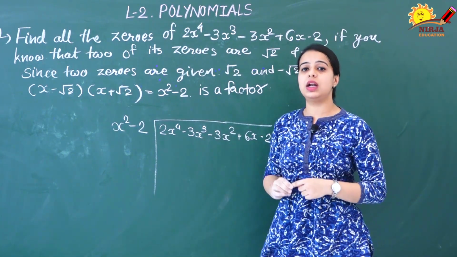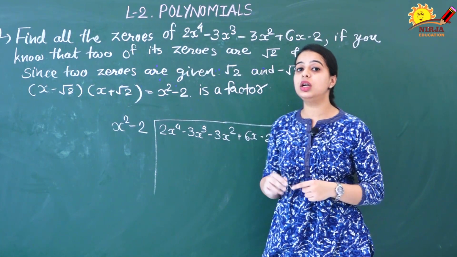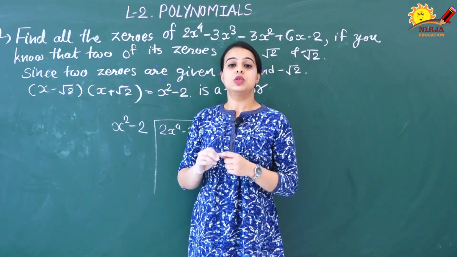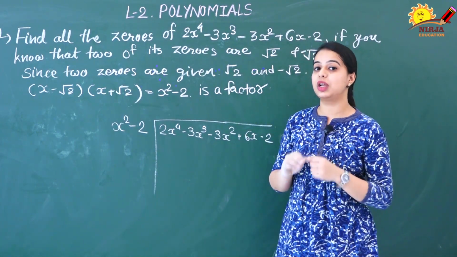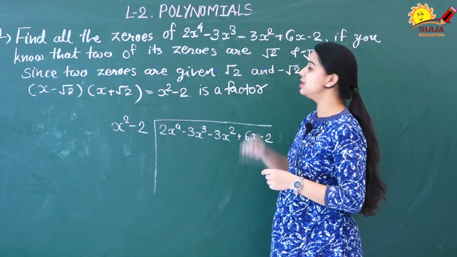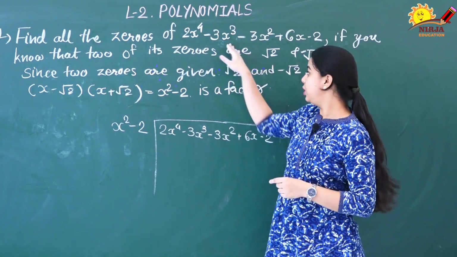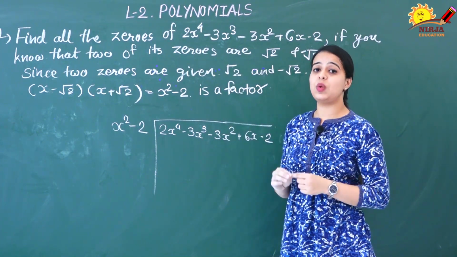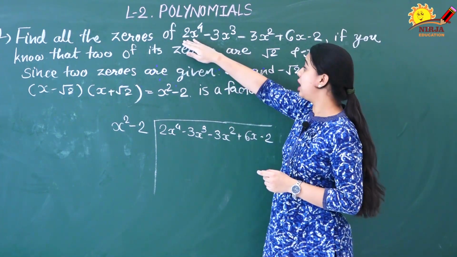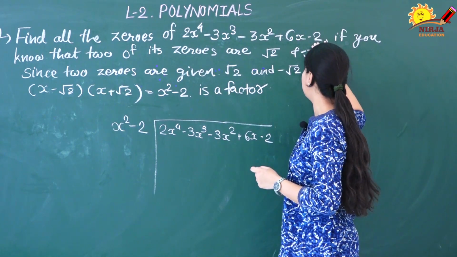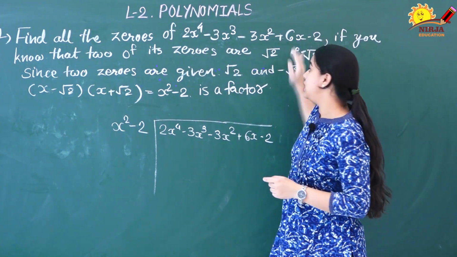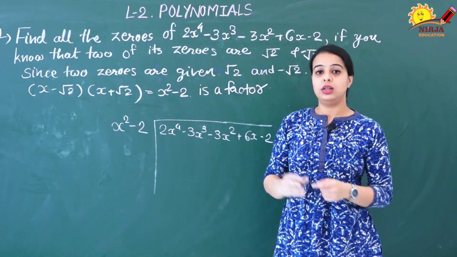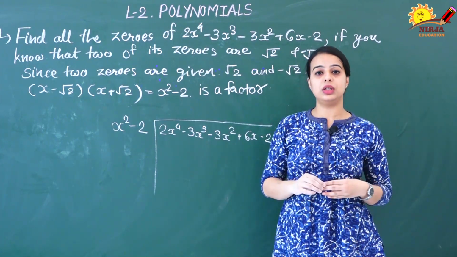Now, the question is how to find the other 2 zeros of the polynomial. By applying the division algorithm of polynomials, you can find the other zeros of this polynomial. Now, the next question arises: here they have already given one polynomial. They have only given the dividend. The divisor is not given. Then how to apply the division algorithm?